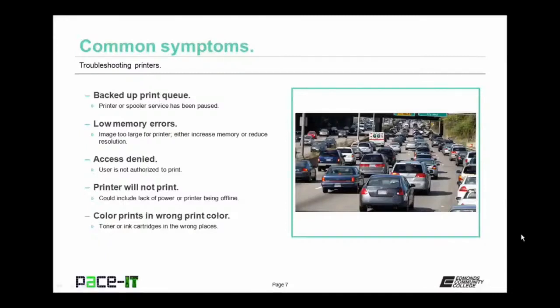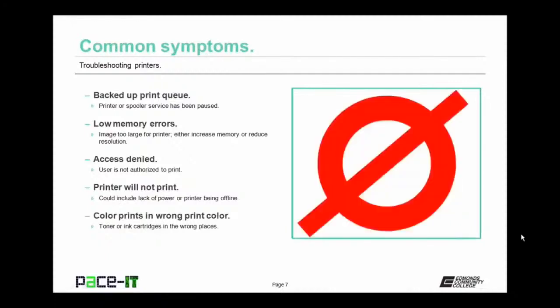You may get a low memory error. That means that the image you're trying to print is too large for the printer. You can either increase the memory in the printer or reduce the resolution of the image. An access denied error is usually caused by the user not being authorized to print. If the printer just will not print, then you need to look to see if it's plugged in and turned on. Is it online or offline? Those are common things that you can look at to fix that problem.